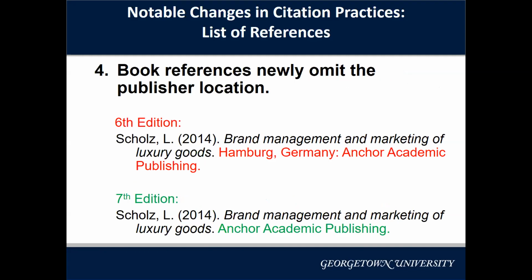In relation to books, an important change is the new rule to omit the publisher location from a book reference. Looking at our example, while in the 6th edition, it was customary to precede the publisher's name, Anchor Academic Publishing, with its geographic location, Hamburg, Germany. This location is no longer mentioned in the 7th edition reference citation of the same book.